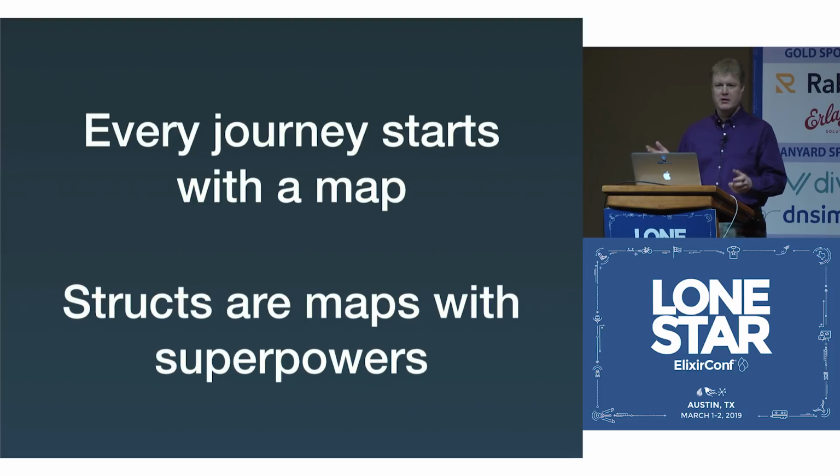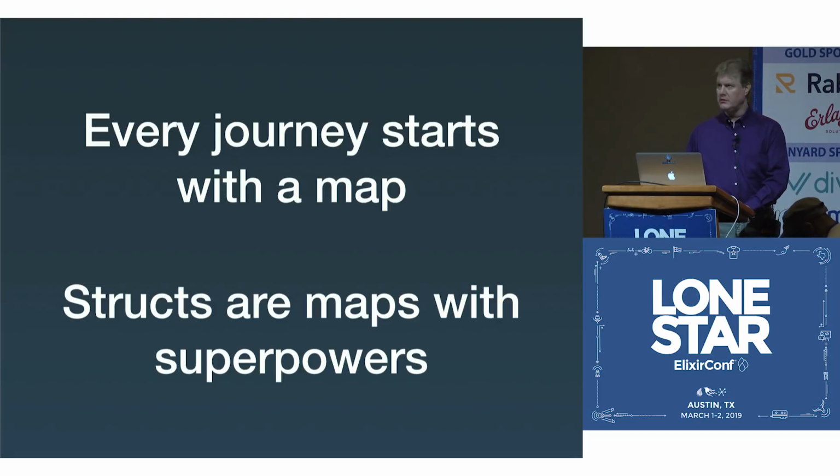And one cool thing about Clojure is it treats maps as a function. You can actually call them as a function, pass a key in as the parameter, and that's just like doing a map lookup. So maps are really cool. They're really fundamental to a lot of the things that we do programming-wise. So structs take maps and add even more to them. Structs give us superpowers.